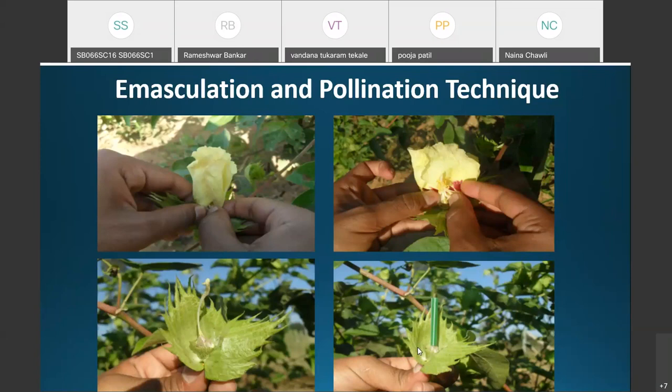Then after the emasculation and the pollination, the tagging is carried out. A tag of appropriate size is wired at the base of the flower, and all the essential information is written with a pencil on the tag. For example, the name of the female parent and the male parent, the date of emasculation and the date of pollination. That is how exactly the emasculation and pollination technique in cotton is carried out.